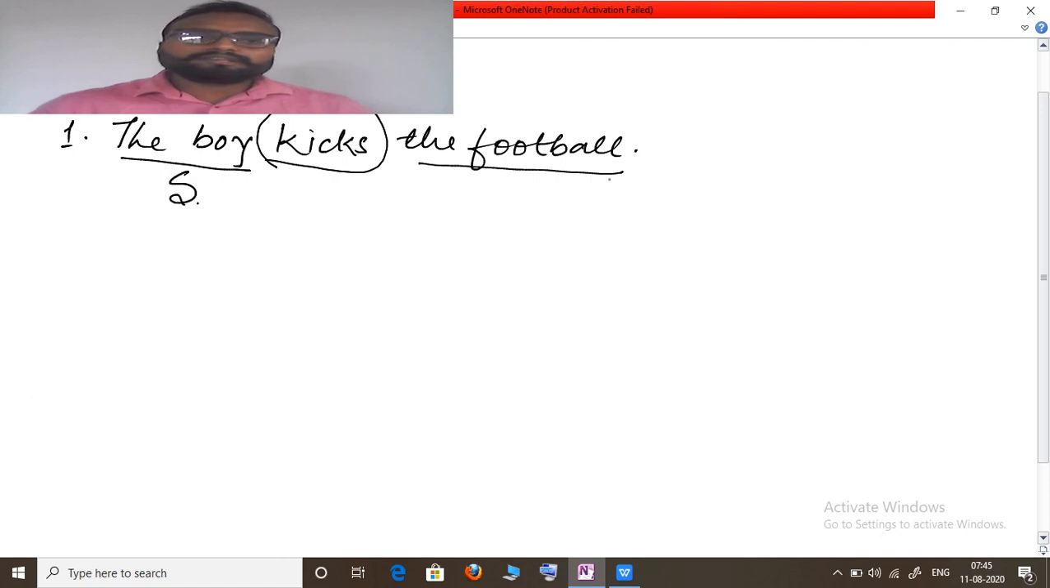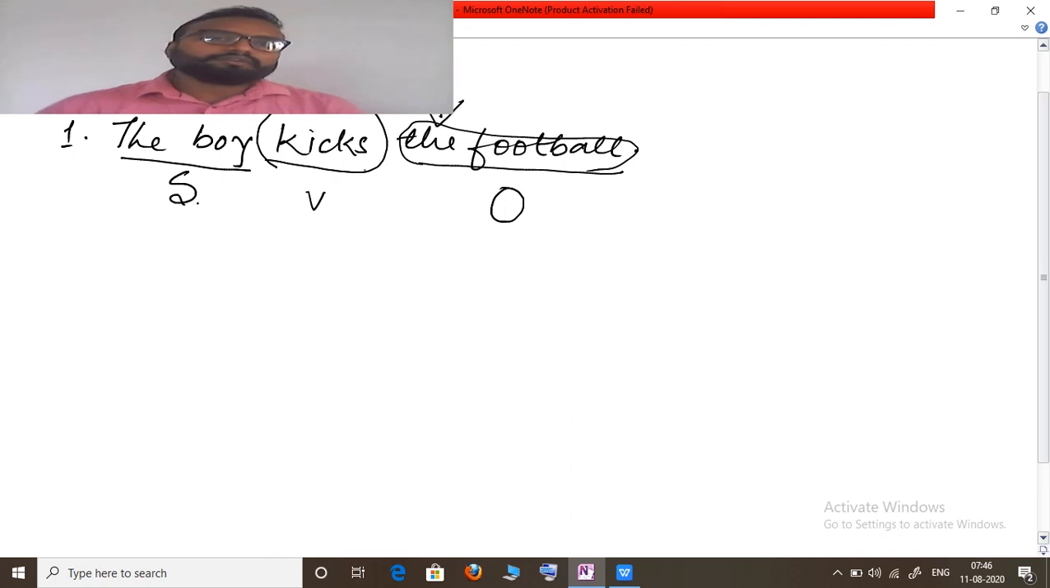Definitely if you kick a football, there will be some changes in it. It will move, it will fly up into the air. So definitely some change is going to happen. That change is the effect of this action. What action is being done by this boy? He is kicking the ball. The action of kicking is being done. So the effect of this action is being transferred to the object, to the football.